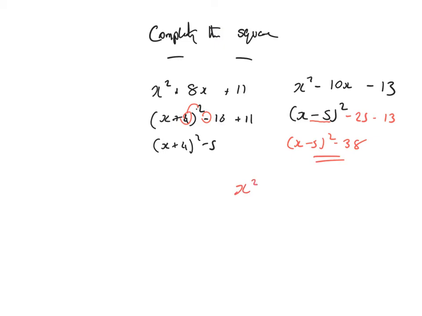Let's just do one more. x squared plus 16x plus 31. Half the 16 down to an 8, create a square bracket. 8 squared is 64, get rid of it, and I still need to add on 31, gives me a final answer of x plus 8 all squared minus 33.